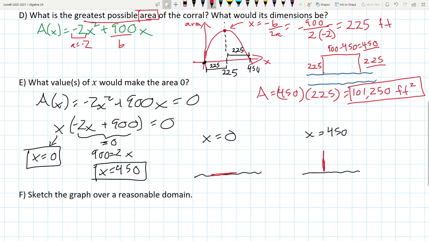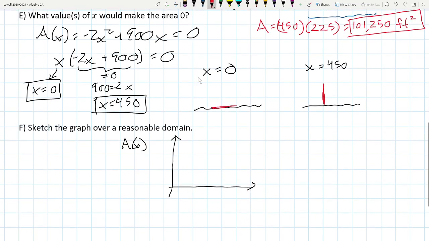And sketch the graph over a reasonable domain. So we kind of have already done that, but let's just do it right here. Again, so we have A of x right here, our parabola again. So we already know that this parabola looks something like this. Oh man, I don't like drawing on this thing. Like so, that's not bad.